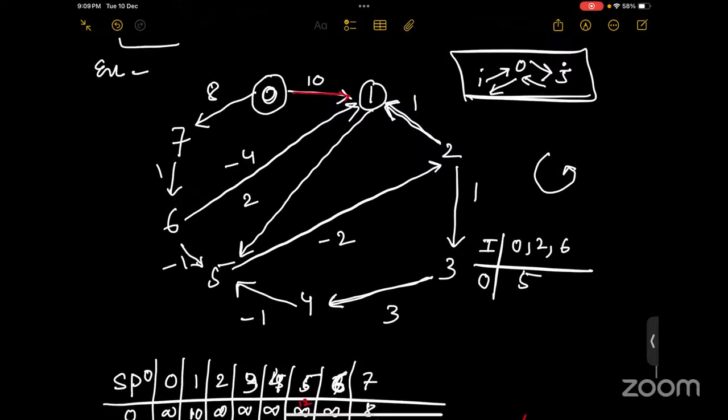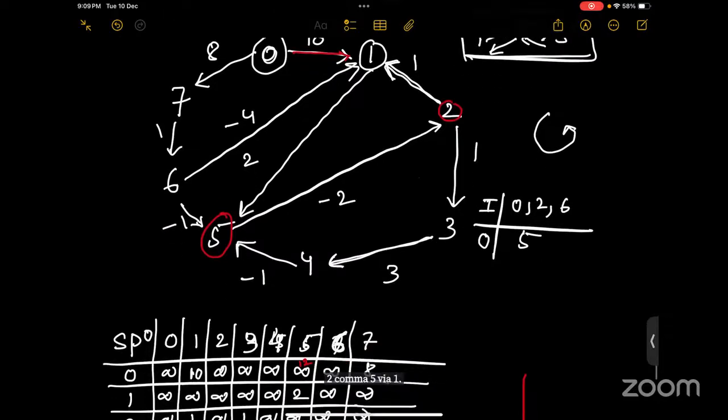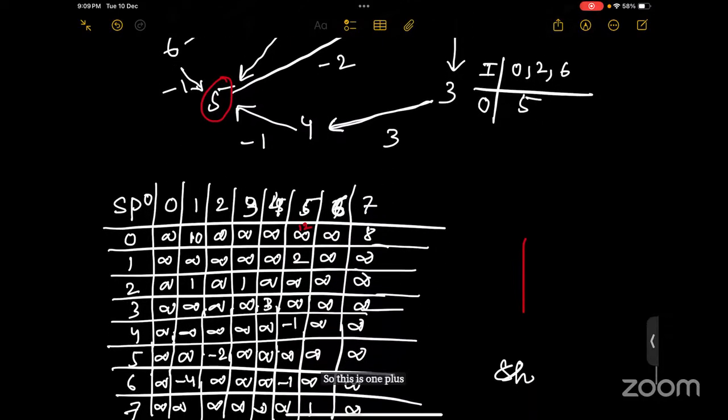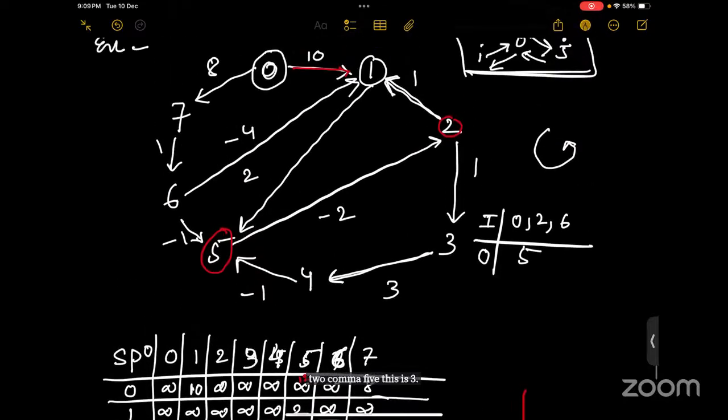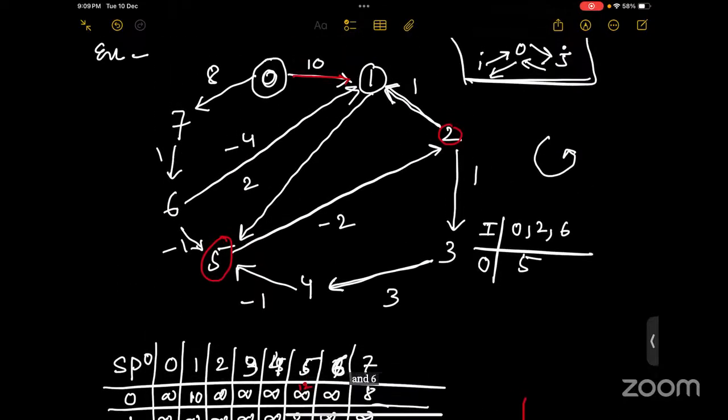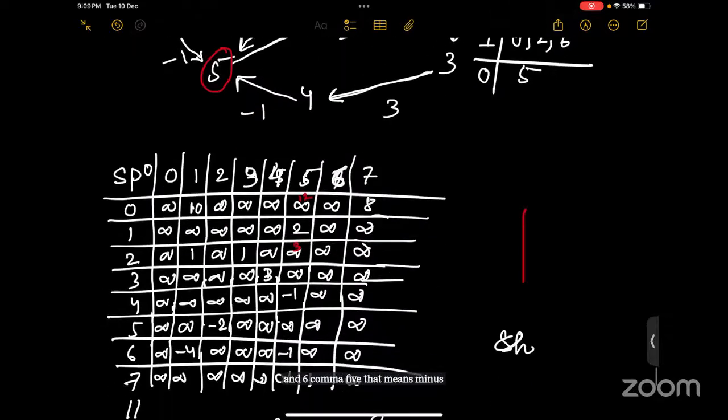Then we will get 0, 2, 5 via 1. So this is 1 plus 2, that means 3. 2, 5, this is 3. And 6, 5, that means minus 4 plus 2, so minus 2. 6, 5. So again, we will take the minimum. So minus 2. Okay.